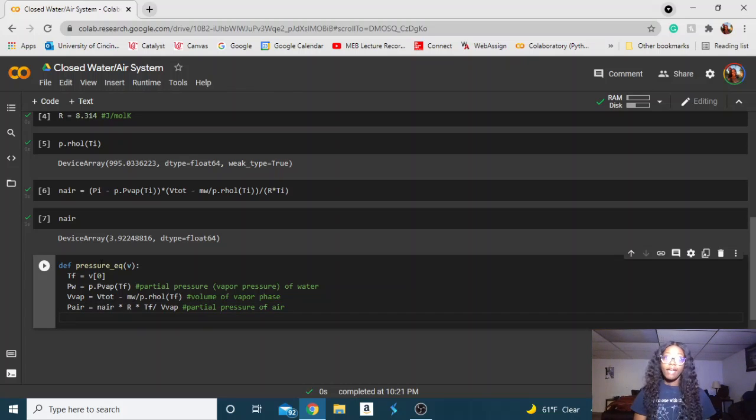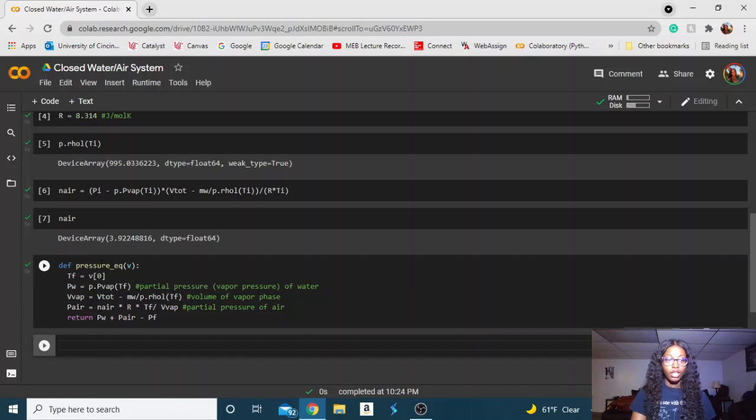And so now we have to return to the equation that we originally started with. Like I said, we subtracted the final pressure from both sides and set it equal to 0. So our equation is the partial pressure of water plus the partial pressure of air minus the final pressure. Now we can actually put our equation into the root solver.